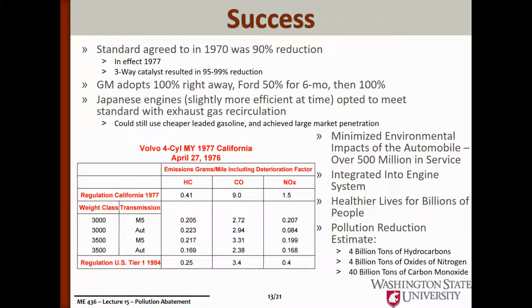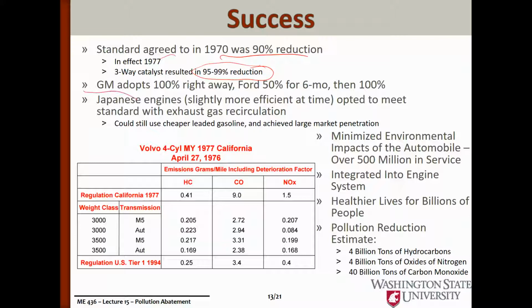So that Air Quality Act update in 1970, everyone agreed to a 90% reduction. It was being phased in, so it was formally going into effect in 1977. The catalytic converter was finally commercialized in 1975, so they just came in just in the nick of time. And it exceeded the expectations. You were able to get a 95 to 99% reduction compared to the baselines.